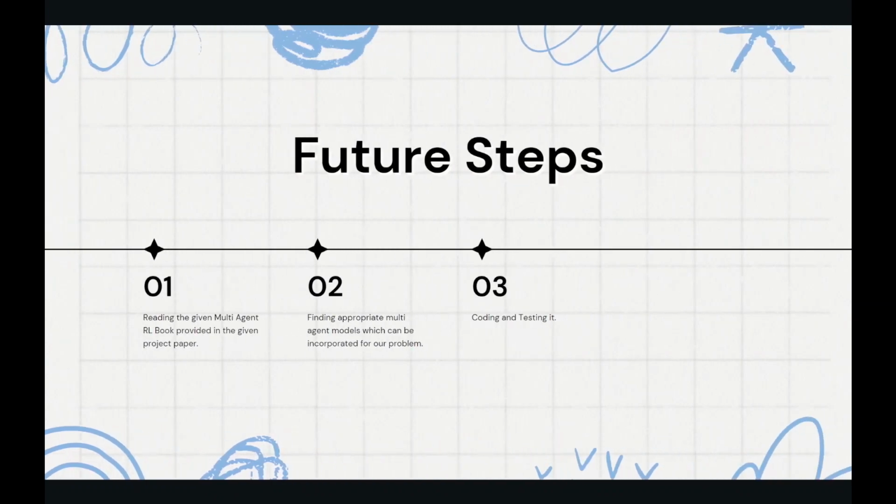We still have to decide if we need multiple agents to work together or independently. How many agents do we need and what are the different multi-agent models and their optimal policies?